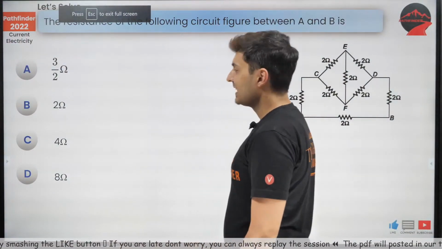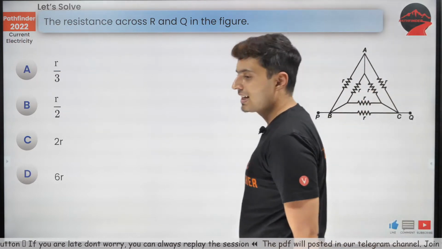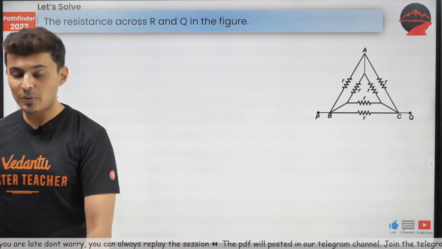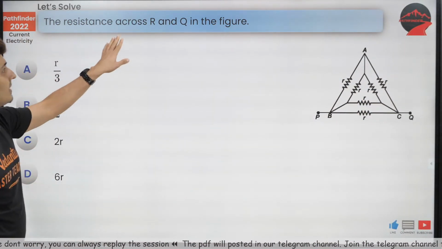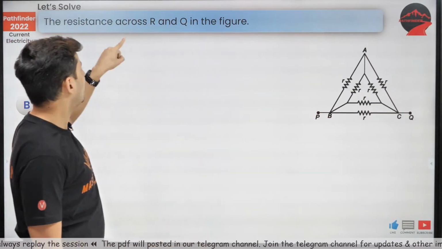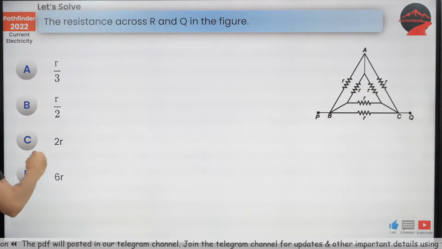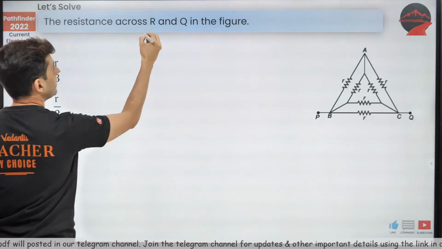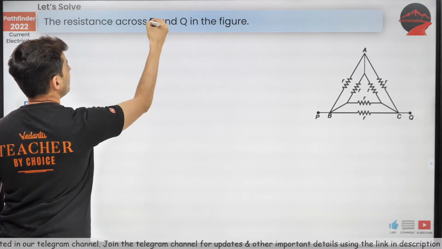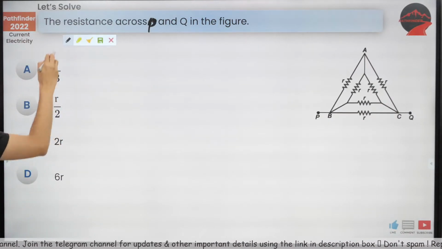Okay, cool. Yes, the answer is 3 by 2 ohm. Next question coming up on your screen, and this is it. So the question says, what is the resistance between, oh my God, this was not supposed to be R and Q, it was supposed to be P and Q. So this is supposed to be P, not R. So between P and Q, that's the question.